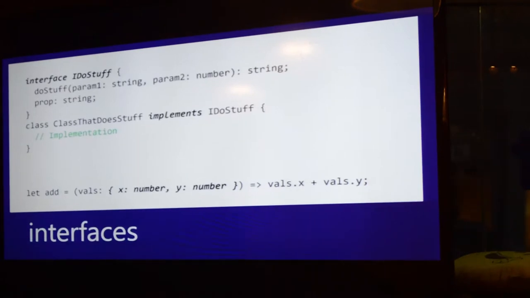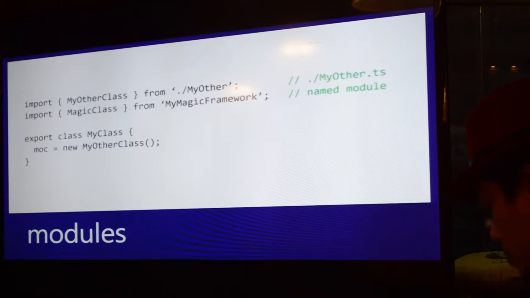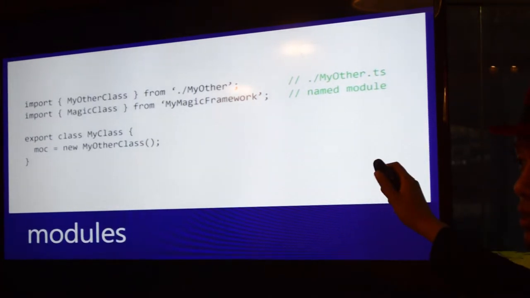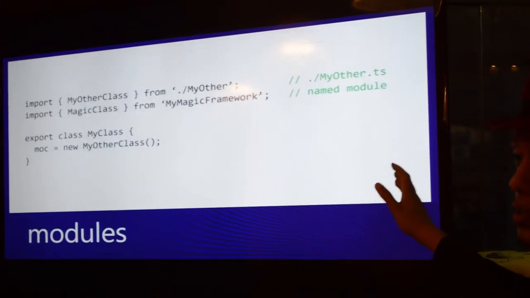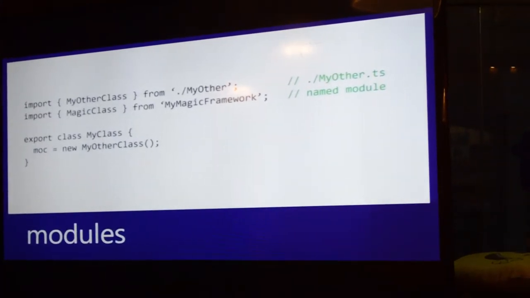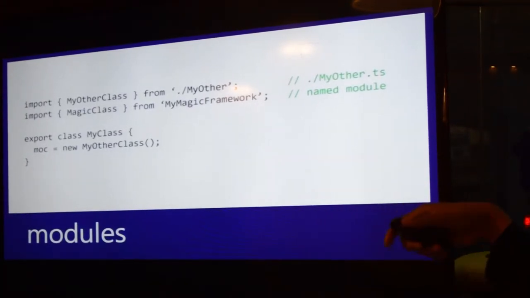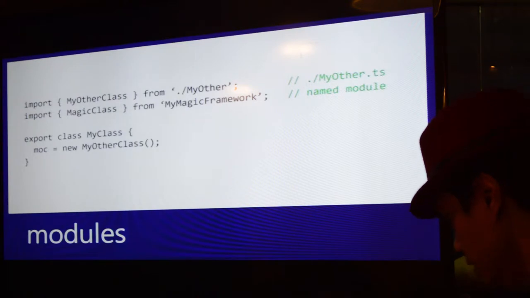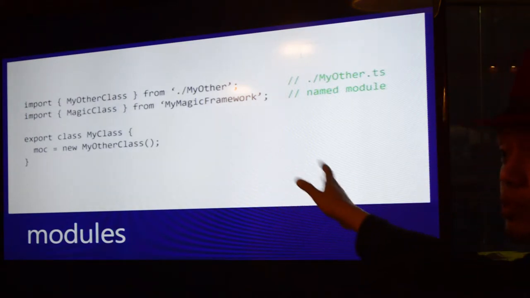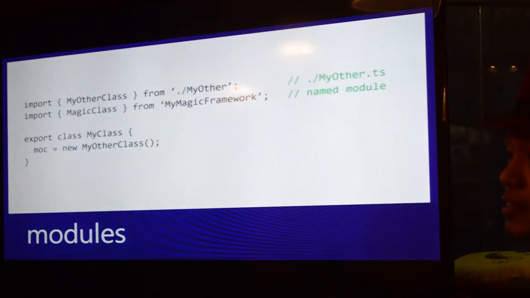Interfaces. So interfaces are structural. And yeah, modules. You replace namespaces. Actually, namespace is still in TypeScript, but this is what we use when you're trying to include modules in TypeScript. Actually, in ES6, this is the way you have to do it. So import the module from the path, and export. Familiar with export? Export means you're exposing your class. It's like public.